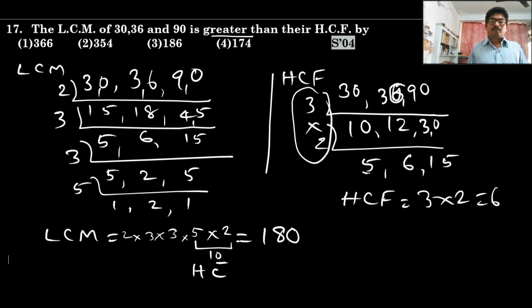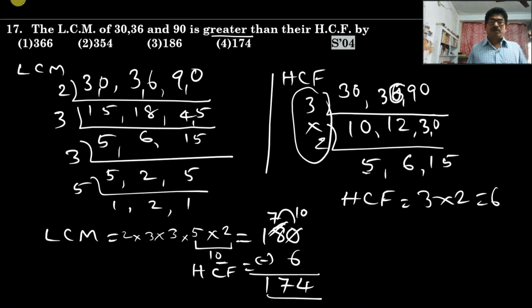HCF 6. We have to find how much is greater. That's why we have to subtract. 7, 10. Here 10 minus 6, 4, 7. 174 is the answer. Option 4.